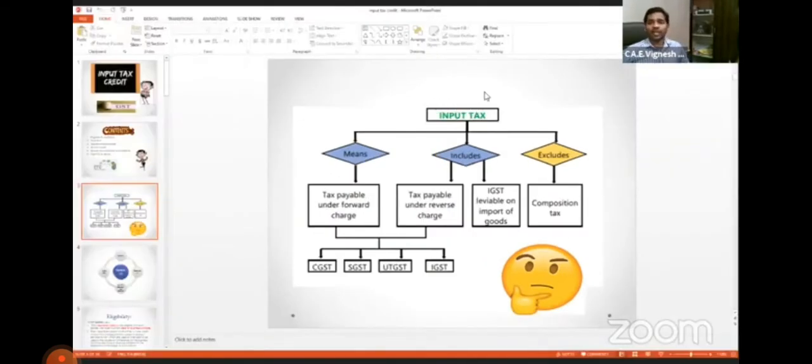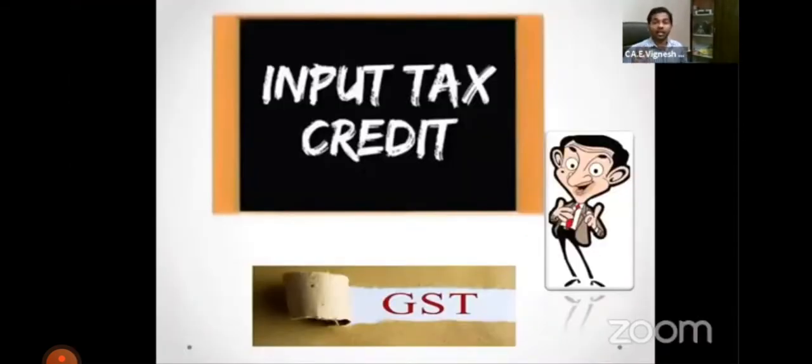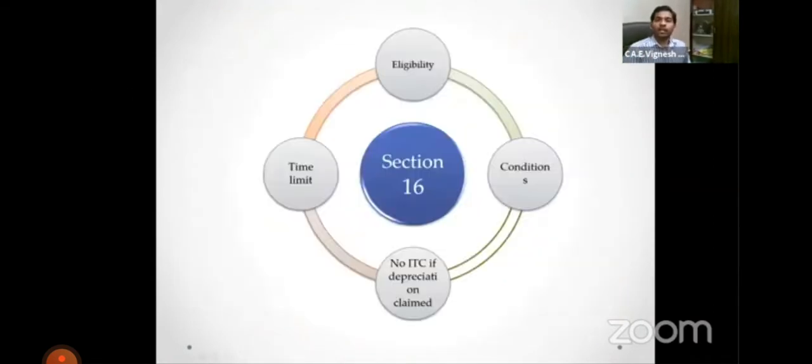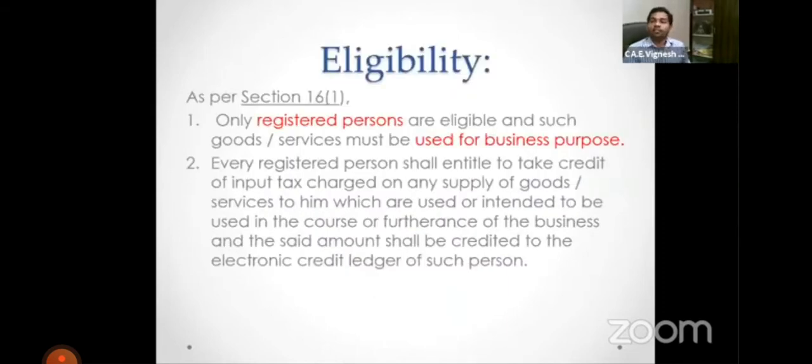In input tax credit, there are three vital sections: Section 16, 17 and 18. Section 16 deals with the eligibility, conditions and time limit for availability of input tax credit, and finally it restricts credit whenever we take depreciation on the tax component. Section 16: eligibilities, conditions, time limit, and no ITC if depreciation is claimed on the tax component. We can go one by one.